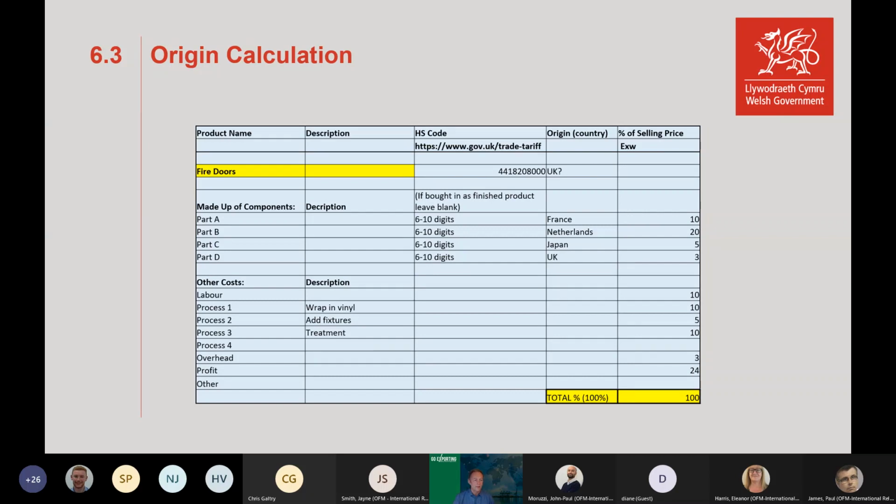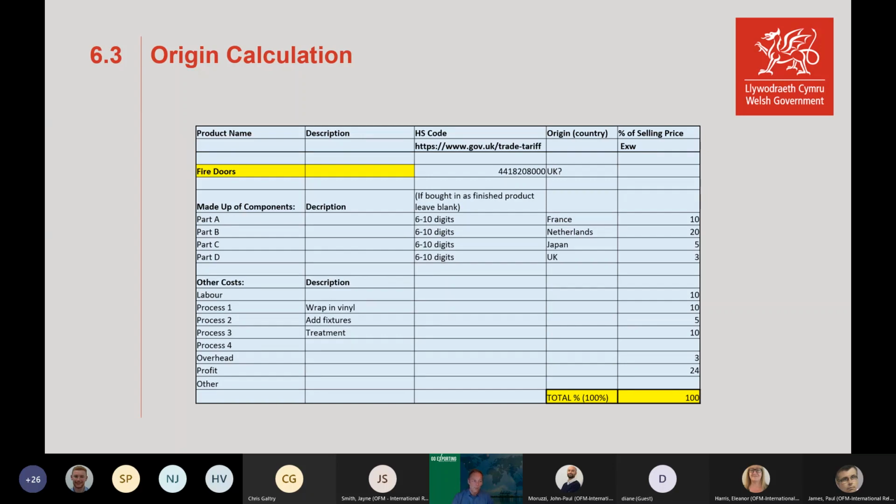And then the other costs that go into the ex works price, so the processes that are carried out, so wrapping it in vinyl, adding fixtures and fittings, any kind of treatment and so on, and what percentage of the value of the product that contributes to. And then we can add in profit, and we can add in overhead, other costs, labour costs, as you can see, in order to build up the 100% ex works selling price. And then you can refer that back to the trade agreement and see if those percentages work out. So the max non-originating content, for example, is less than 50% if that's what it relates to for your product.